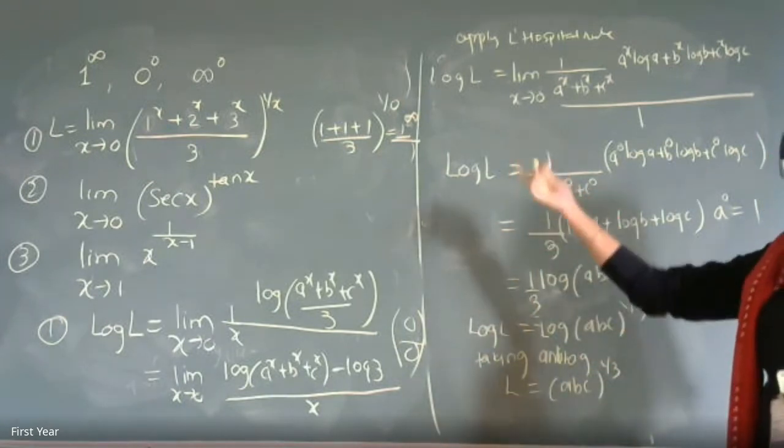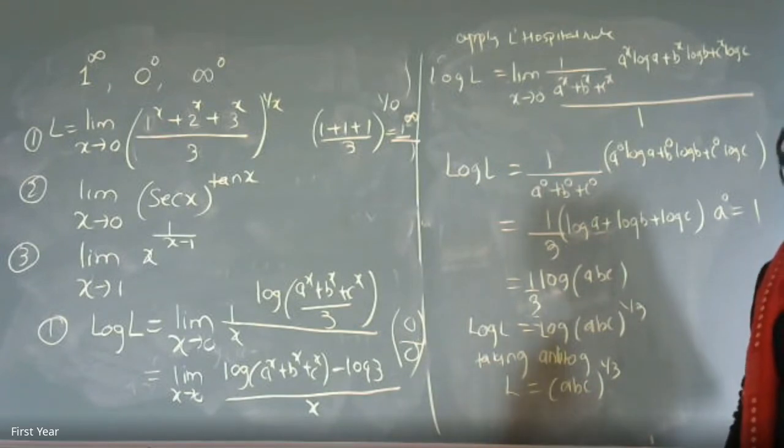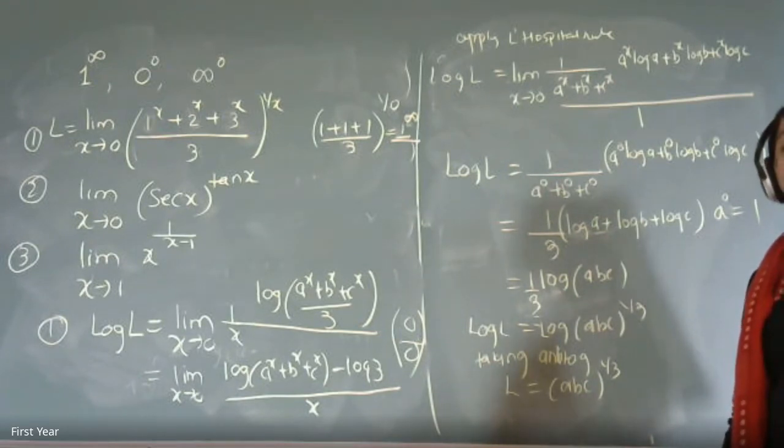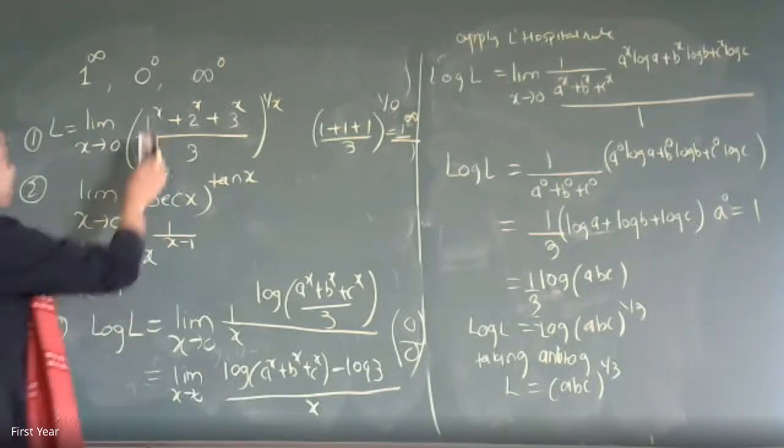A, B, C were numbers. Those numbers are replaced, so you get the answer. Is it clear, everyone? Excellent. Fine. So now, the third question. Shraddha, tell me, is the third question's answer E? Yes. If you have got this, you tell me this also.